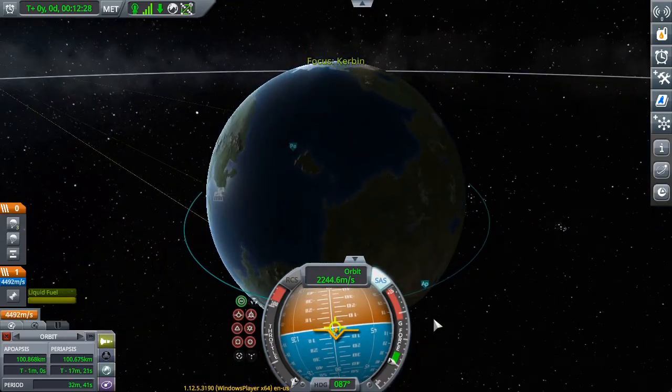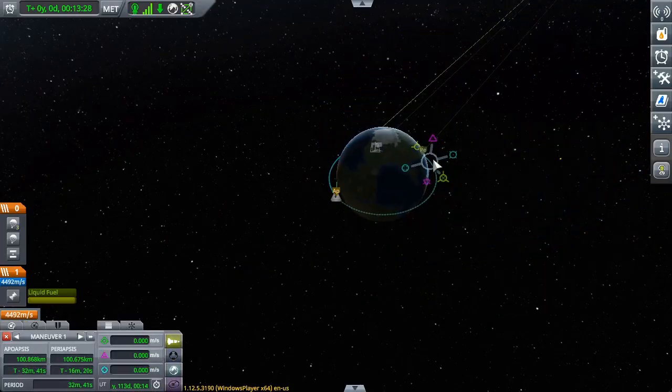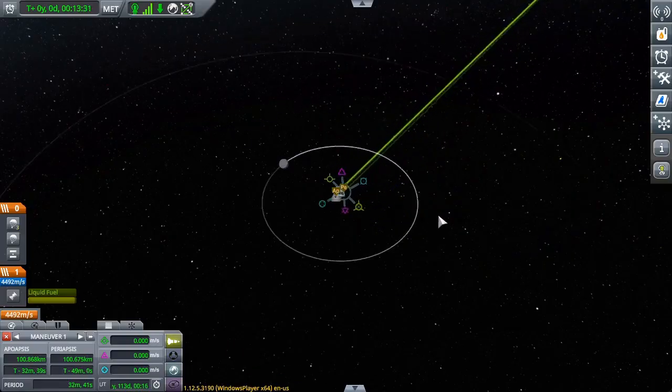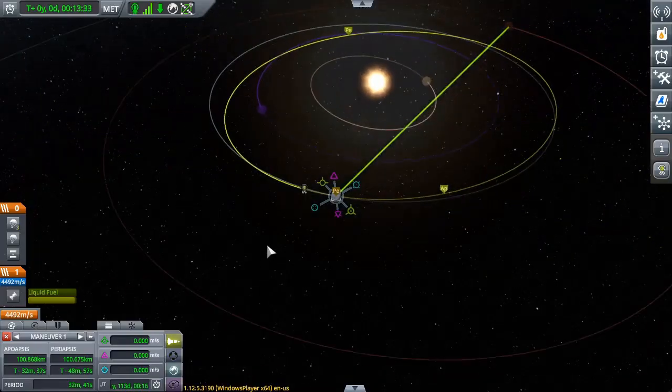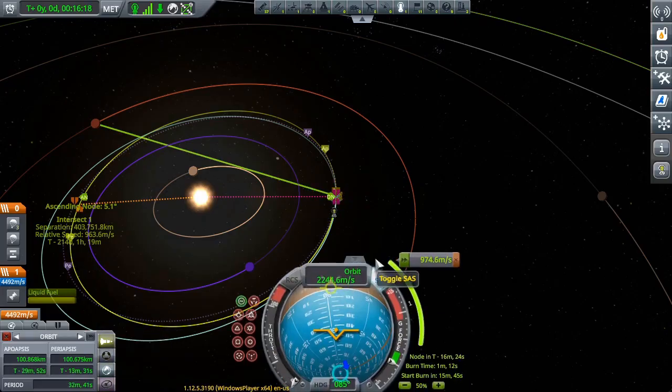Alright, so this is a circular enough orbit, right? So now I just gotta add a maneuver. And then we'll be on our merry way. Alright, okay, that's probably close enough.